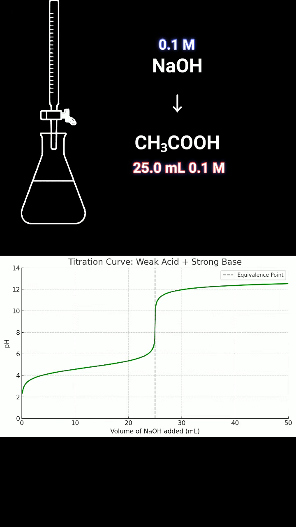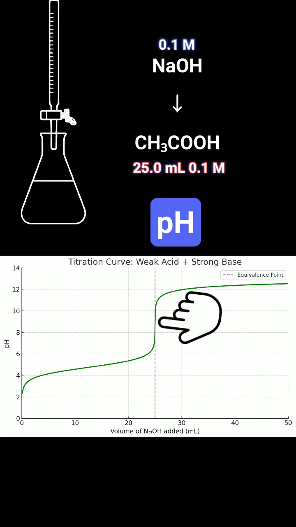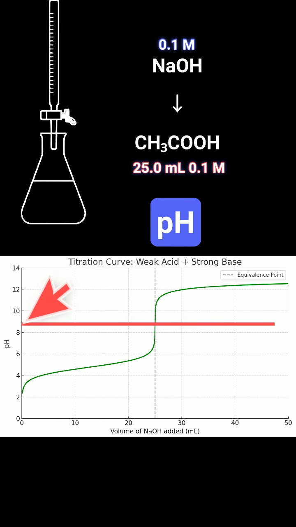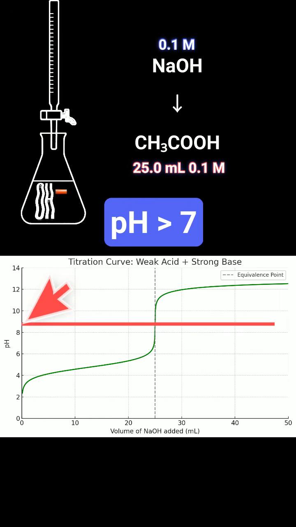Next, what is the pH at the equivalence point? Again, from the midpoint of the steep vertical part of the curve, find the pH on the y-axis. For this titration, you'd expect the pH at the equivalence point to be greater than 7. This is because the conjugate base of the weak acid, acetate, reacts with water to produce hydroxide ions, a process called hydrolysis. Hydrolysis increases the concentration of hydroxide ions, making the solution slightly basic at the equivalence point.